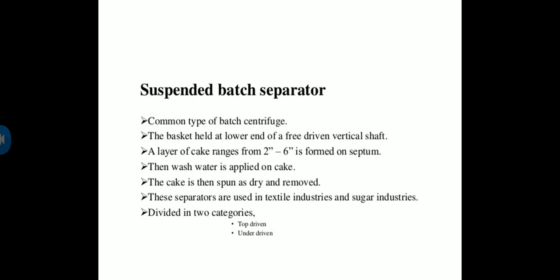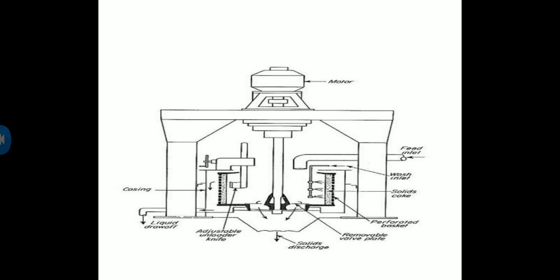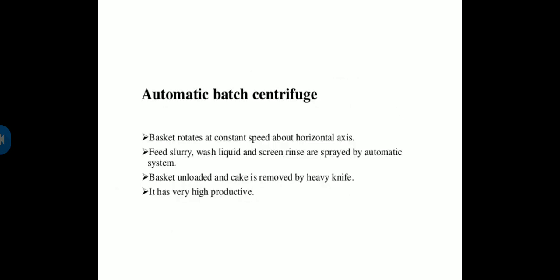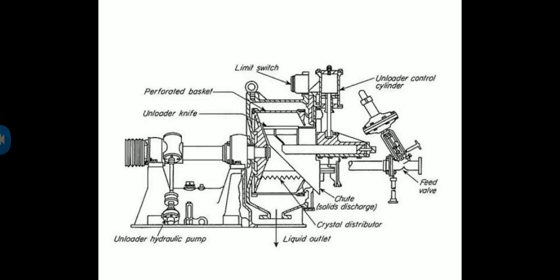It is divided into two categories: one is top driven and the other is under driven. Now it is a diagram. In the automatic batch centrifuge, the basket rotates at constant speed about a horizontal axis. Feed slurry, wash liquid and screen rinse are sprayed by an automatic system. The basket is unloaded and the cake is removed by a heavy knife, and it has high productivity. This is a diagram.